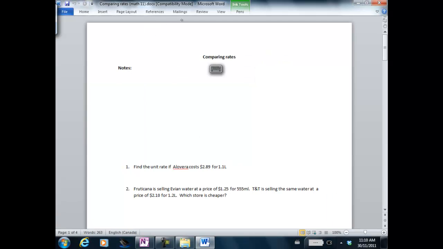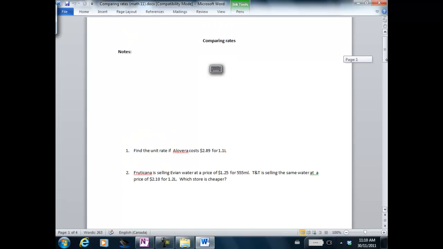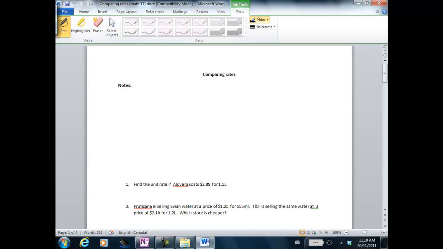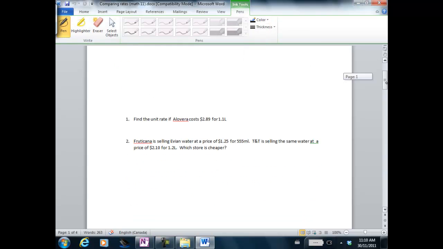So here is an example. Comparing rates: remember, money always goes on top when you work with rates. Let's look at your first example, number 1. Find the unit price of aloe vera if it costs $2.89 for 1.1 liter.